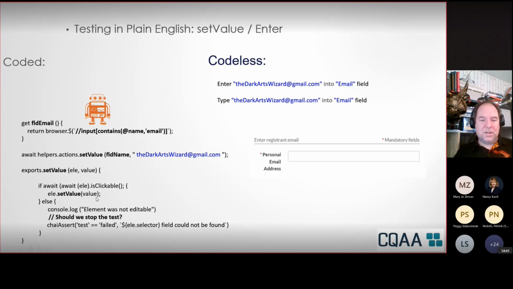And another question is, if we didn't find this field, weren't able to enter data into it, should we end the test right there, or should we keep going? In that case, it's really up to you, on your design, on your framework. I try to populate as many fields as possible. The only time I really stop is if a button doesn't exist.